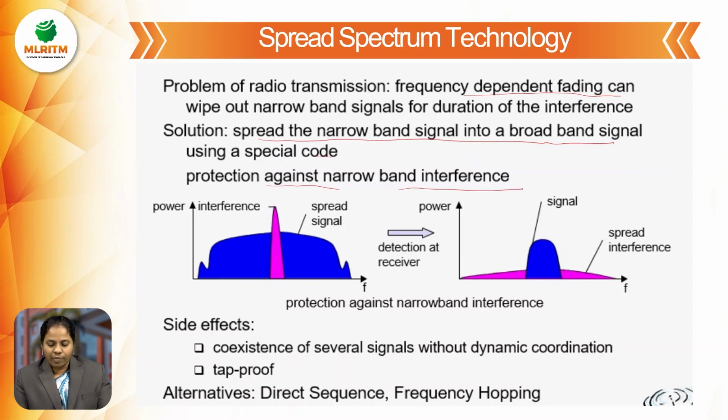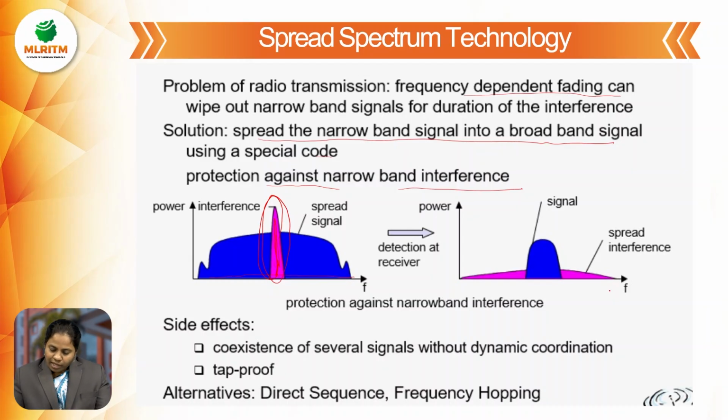Protection against narrowband interference. See this example. Here, the signal is being delivered. There occurred an interference. Because of this interference, there is detection at the receiver end, where the signal is added together with the interference. What happened here? The interference is shown in pink color.